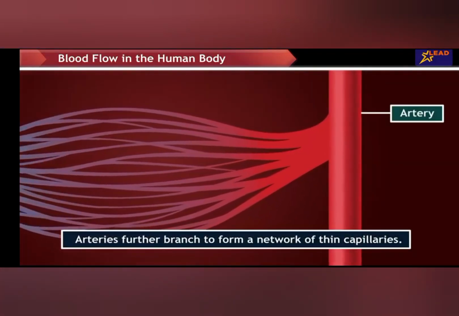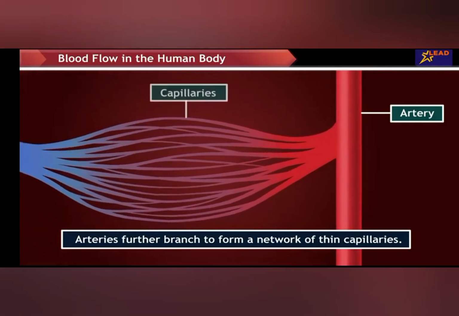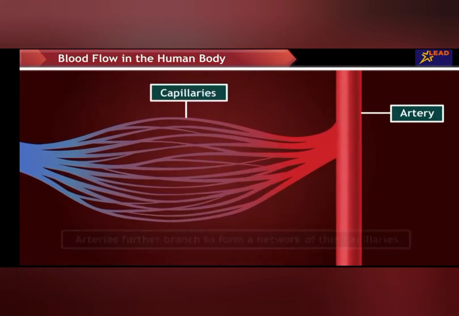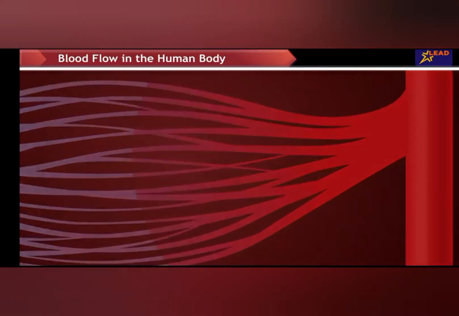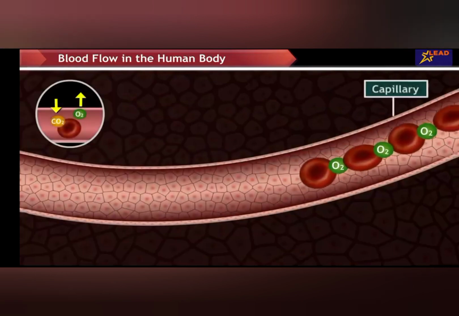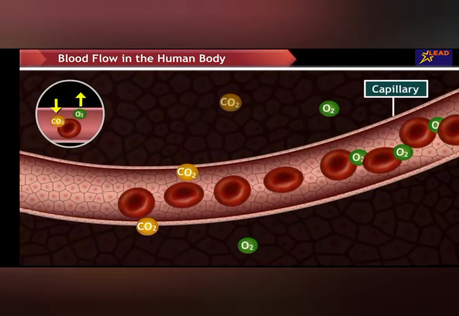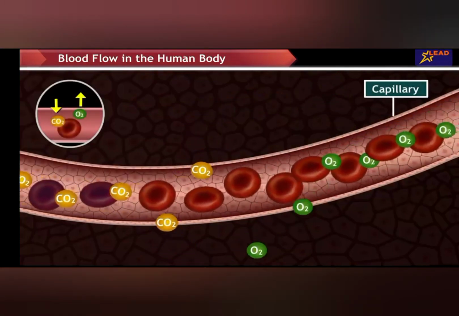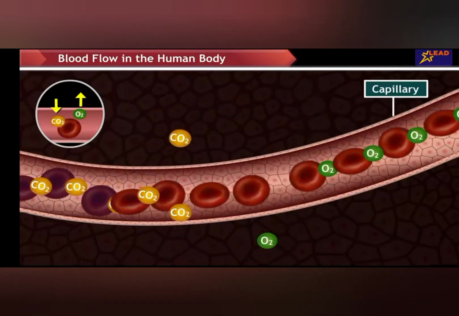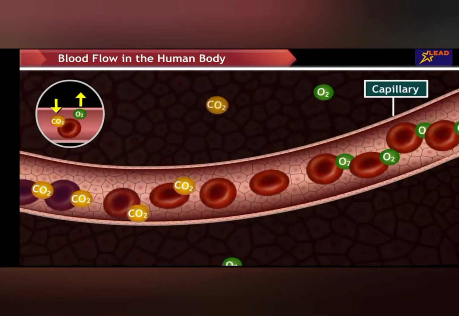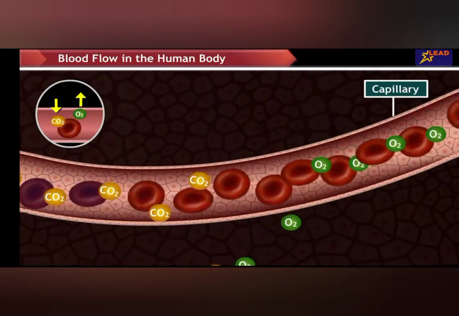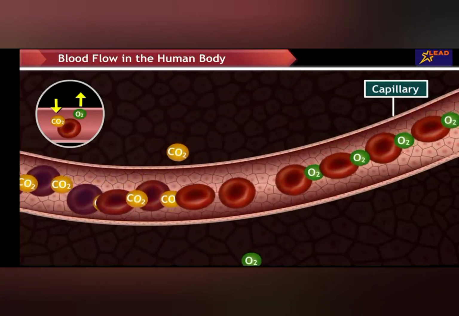Arteries branch further to form a network of thin capillaries. These capillaries bring the oxygen-rich blood to different cells of the body. As blood moves through these capillaries, the oxygen and nutrients move into the cells where they are used to obtain energy. The carbon dioxide released in this process goes into the capillaries.